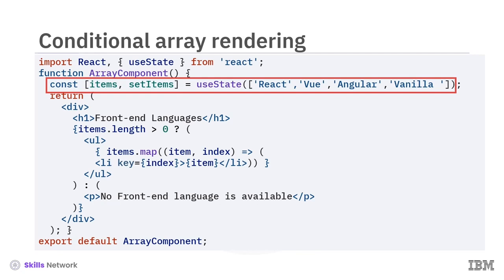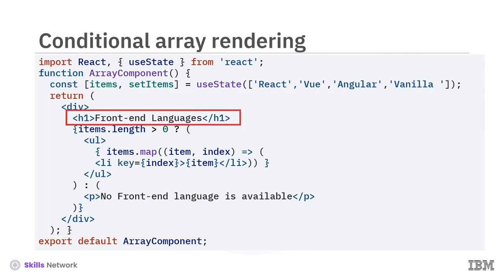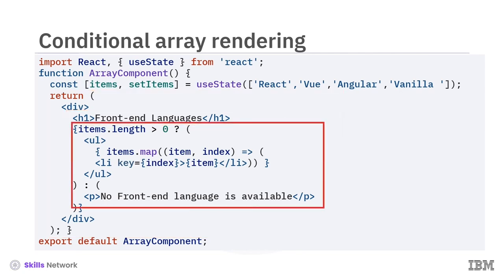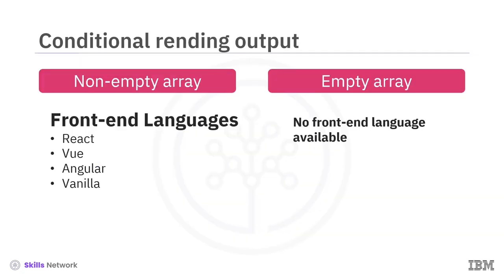Rendering JSX. The component returns JSX markup representing the structure of the component's output. It includes an H1 heading, Front-End Languages. It conditionally renders either an unordered list, UL, containing list items, LI, representing front-end languages, using the map method if items is not empty, or a paragraph, P, stating, No front-end language is available, if items is empty. The output will display as shown.